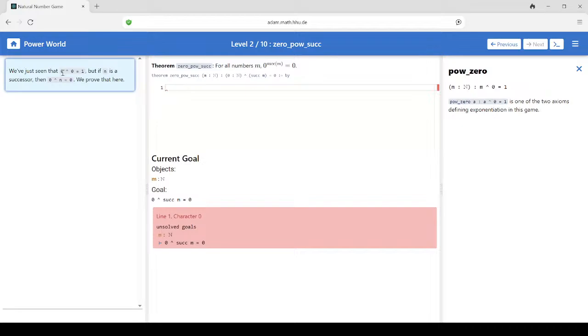We've just seen that 0 to the 0 power is 1, but if n is a successor, then 0 to the n equals 0. We prove that here.